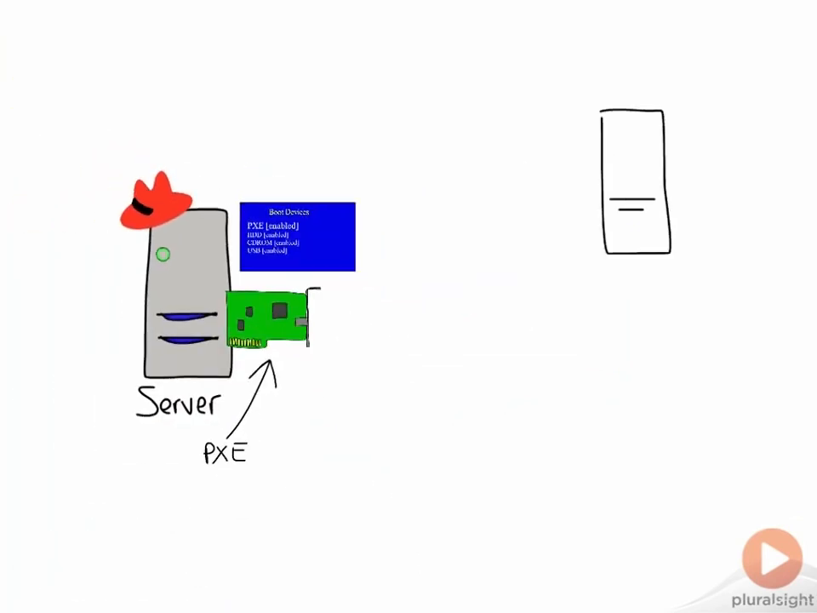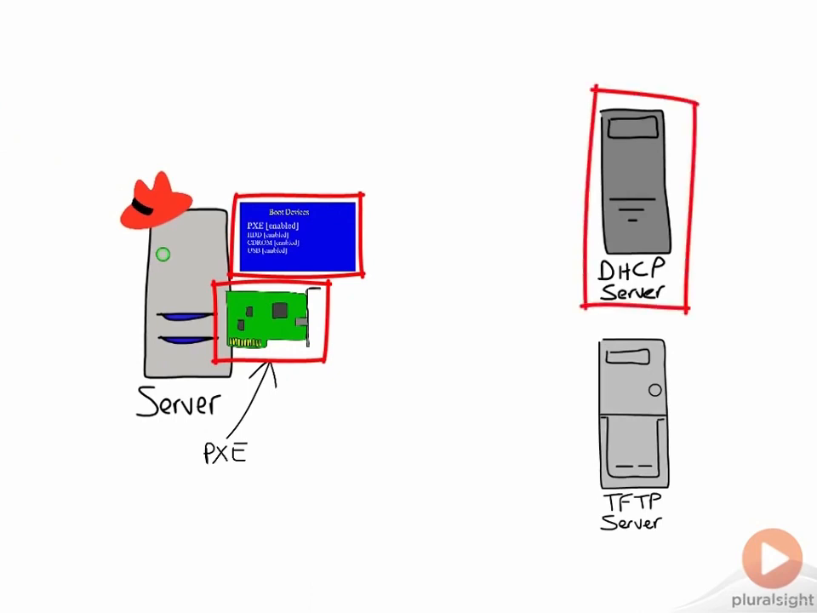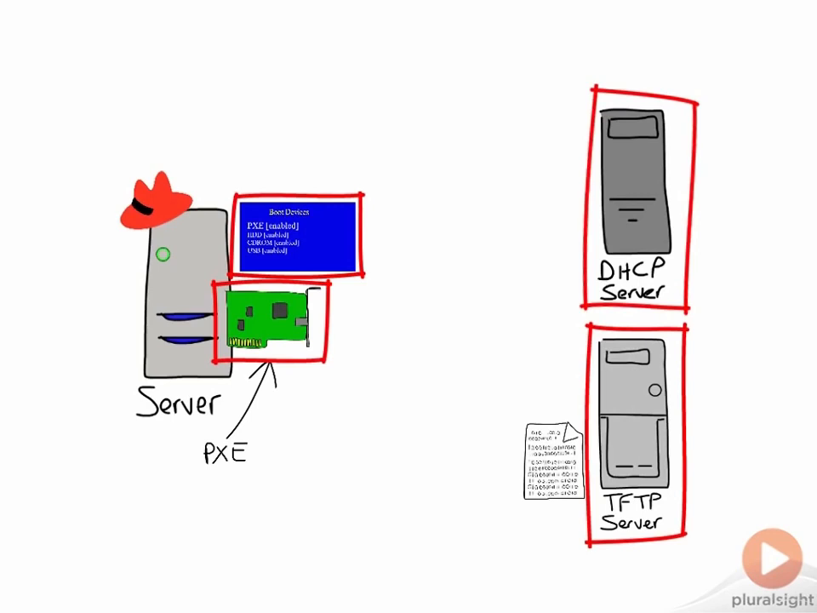Next, we need a DHCP server, and we also need a TFTP server. So, a NIC with a PXE stack, and a BIOS that supports using a PXE NIC as a boot device. Then, a DHCP server and a TFTP server. And the TFTP server also needs the relevant pxelinux.0 image file.